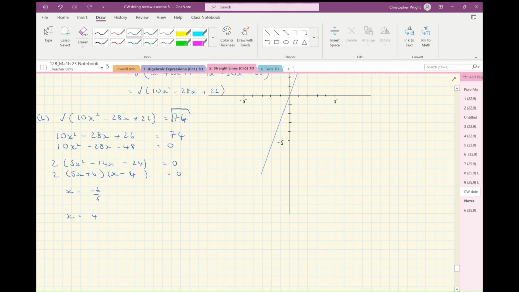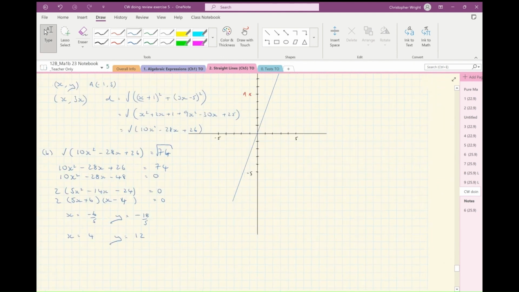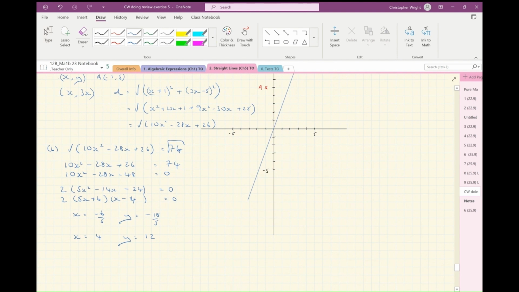And then I can substitute those values of x into my equation y equals 3x to give me the y coordinates of each of those points. So my 2 points, which the question calls B and C, are the points 4, 12 and the point minus 6 fifths, so minus 1.2, and minus 18 fifths, which is minus 3.6.